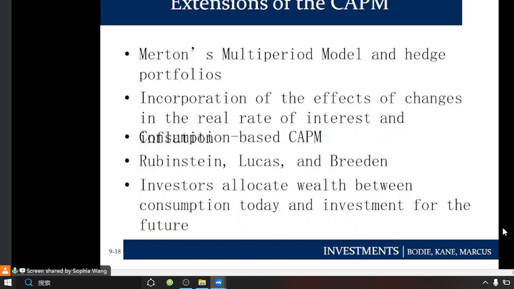So who can say that people will do the investment in the same period? Okay, this is just one example. So in this case, to solve this problem, you can just use the multi-period model instead of the single period model. So that is one of the extensions of the original CAPM. And of course, you can incorporate the effects of changes in the real interest rate, and investors can also allocate wealth between consumption today and investment for the future. By this, we can use this model for this kind of thing.